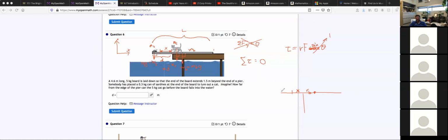And then we need to know the distance from the can to the edge of the board, this distance here. We actually have most of these distances. We do know the distance from the can to the edge of the board. That's the D that they gave us, how far the board sticks out. It sticks out 1.5 meters. So that one is 1.5 meters.